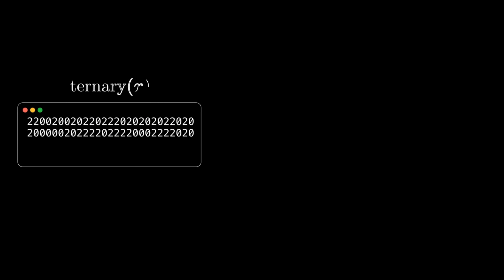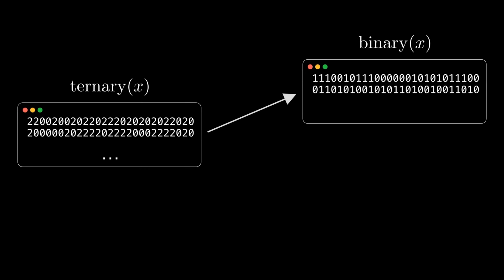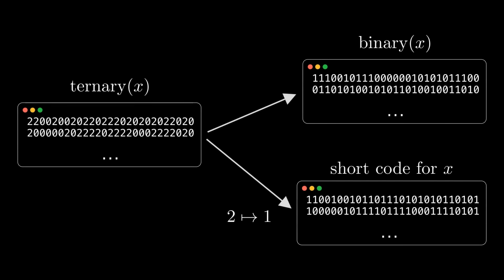Now, in order to store a binary code for a point x from the Cantor set, we could just convert it to binary and store it like this. But a much more efficient way would be to take the ternary expansion of x and convert all the 2s into 1s. This code's definitely going to be shorter because the ternary expansion of x gives us a more precise approximation to x per new digit.